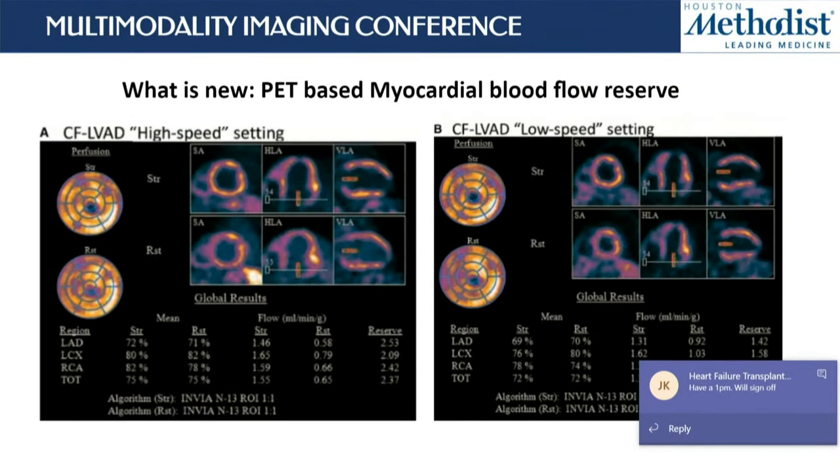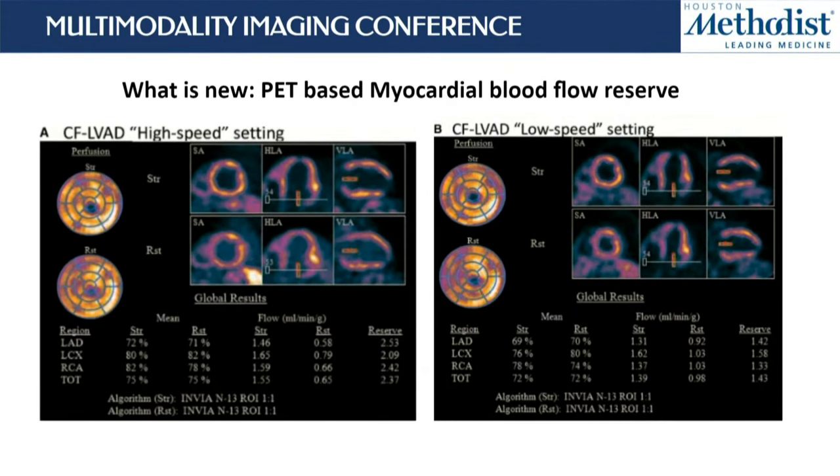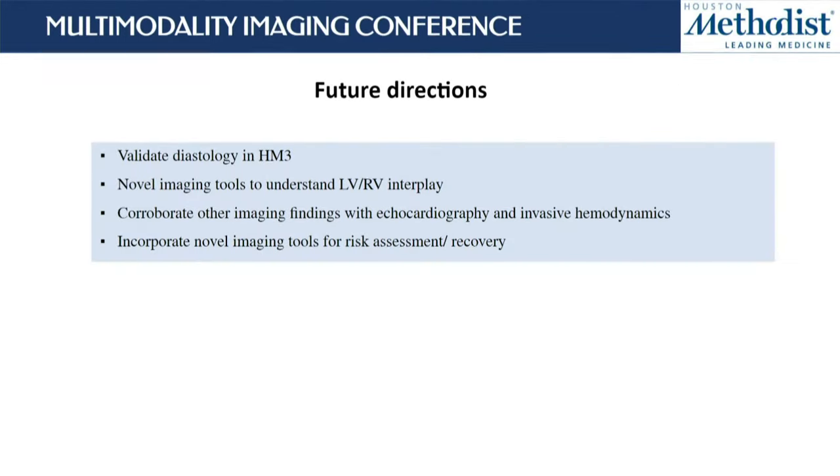This was surprising. It's where they're looking at PET to determine myocardial blood flow reserve in LVAD patients, and there's a couple of publications on that, and they've looked at patients with low speed, high speed, and changes. So that's something that, you know, we already do PET for infection, and whether we could do this for patients who were thinking about decommissioning.